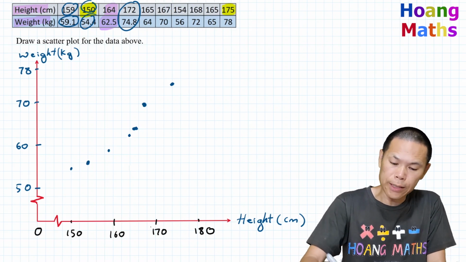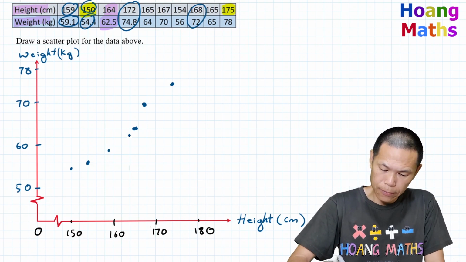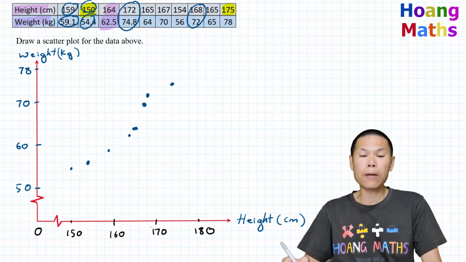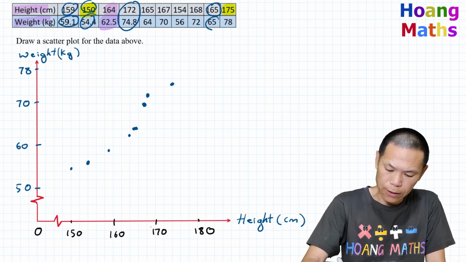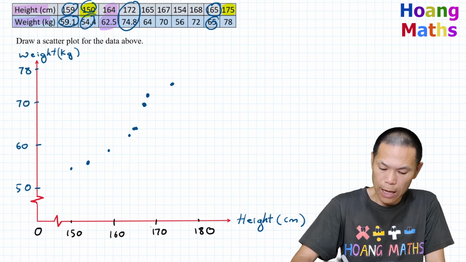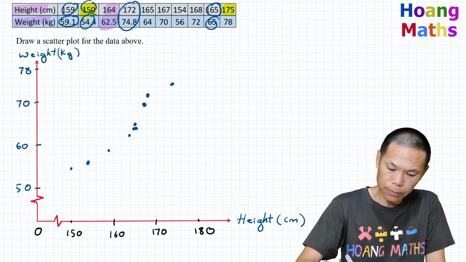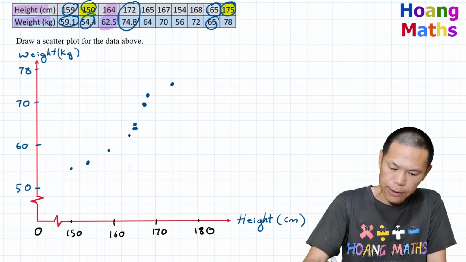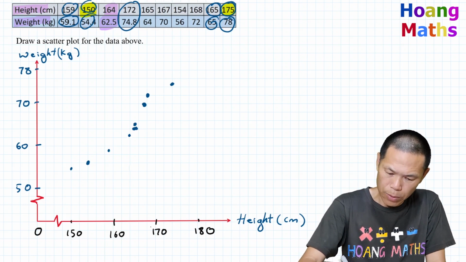And the next one is 168 and 72. So 168 and 72 here. And the next one is 165, then 65. 165 is between 164 and 166, just here. And the next one is 175, 78. So 175 is here all the way to 78. So 78 will be here.